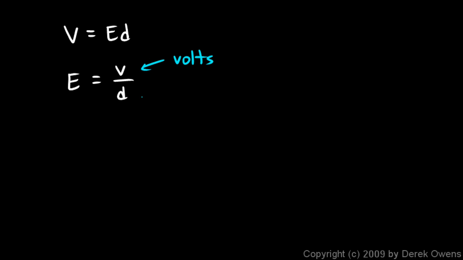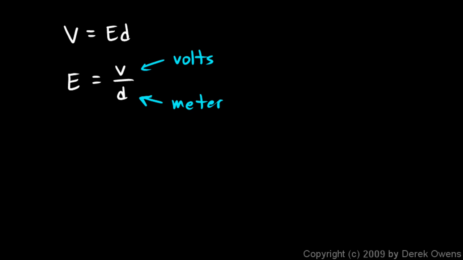Okay, so I have this equation, V is equal to E d, and I can take this equation and rearrange it and solve for E, and I get E is V over d. And looking at it this way is instructive. This tells me that electric field strength can be thought of as volts per meter. Electric field strength can actually be measured in volts per meter.